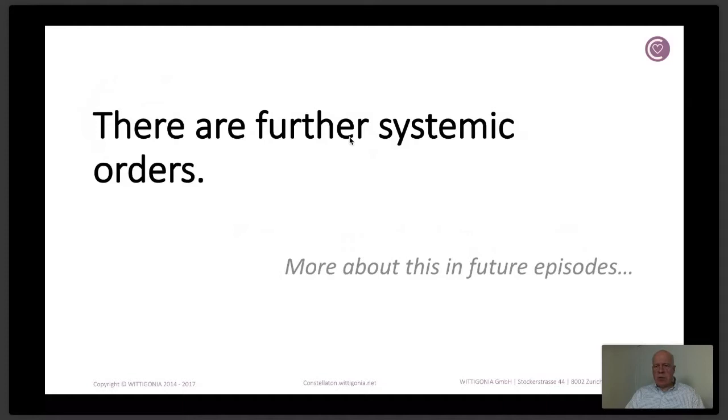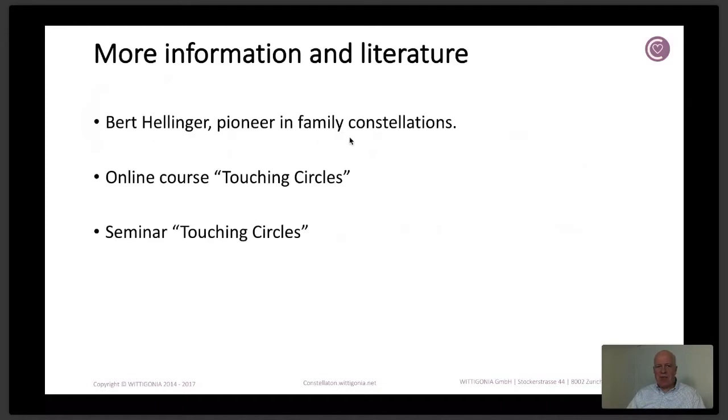Before we go into the Q&A, I want to say that there are, of course, further systemic orders that we can explore. I will talk a bit more about that in the upcoming episodes. If you are interested in more information, I mentioned already that the literature and books from Bert Hellinger are very interesting and on the point in this regard. He was a pioneer in family constellation, and is still working and expanding the field. I certainly had the privilege of being trained by Bert Hellinger and Sophie Hellinger, and for me personally it was also filled with a lot of discoveries in my own family system.